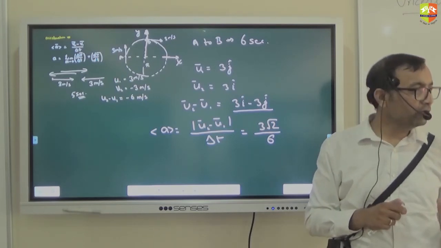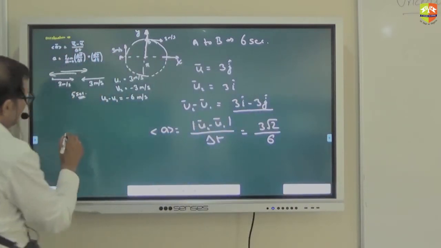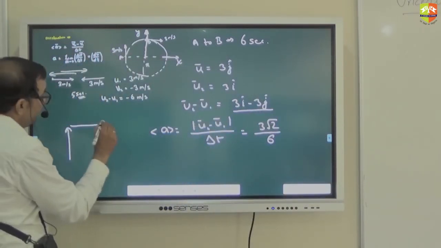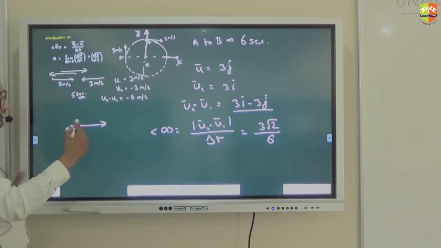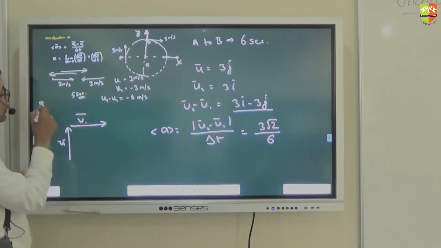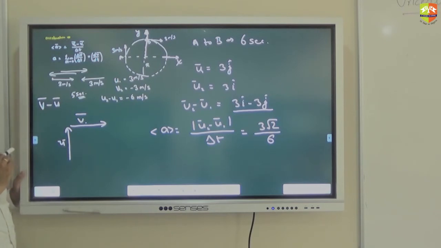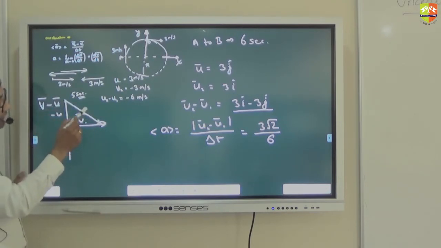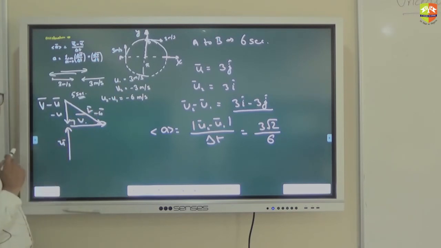Understood? Any doubt? Or if you want to use the triangle law, this is your initial velocity, this is your final velocity. You want to subtract this vector from that vector. You want to see where V minus U is. So this is U, so minus U will be here. Then draw this vector, this will be your V minus U. This is 90 degrees, so the diagonal length will be root over this square plus that square, which is 3 root 2 again. Understood?